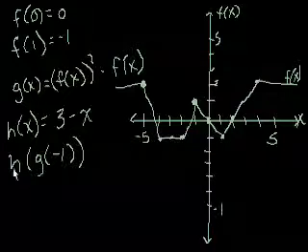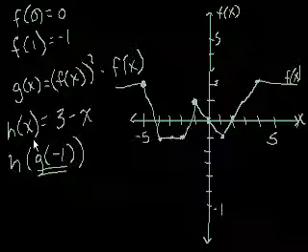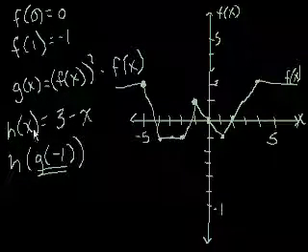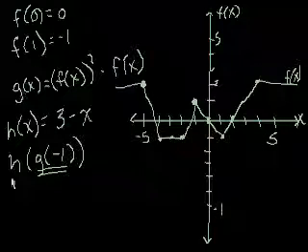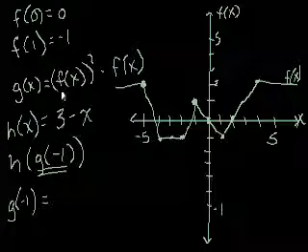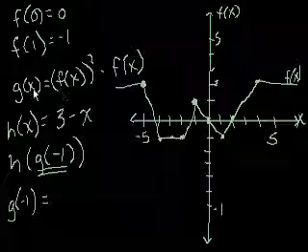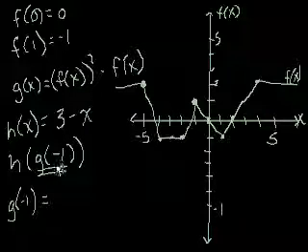So just like we did in the previous problems, first we'll say, well, let's try to figure out what g of negative 1 is, and then we can substitute that into h of x. So g of negative 1. So g of negative 1 is equal to, and this is how I do it. There's no trick to it.